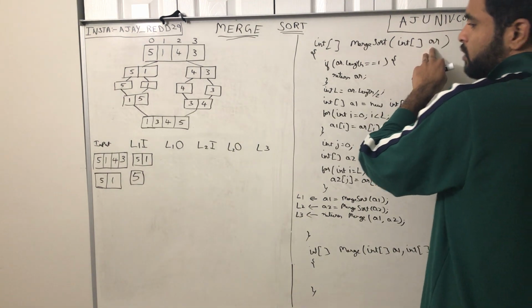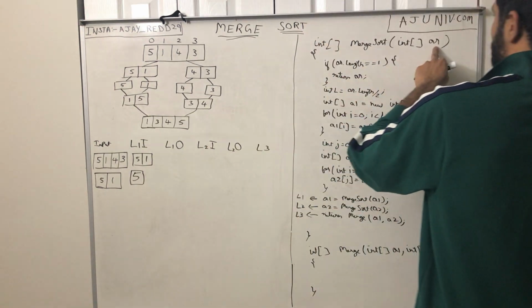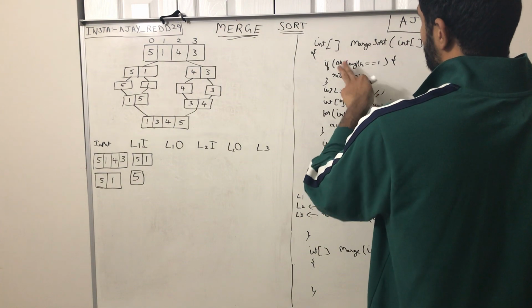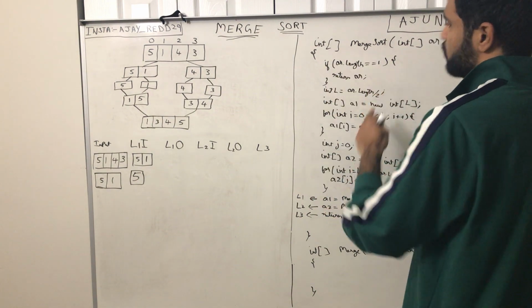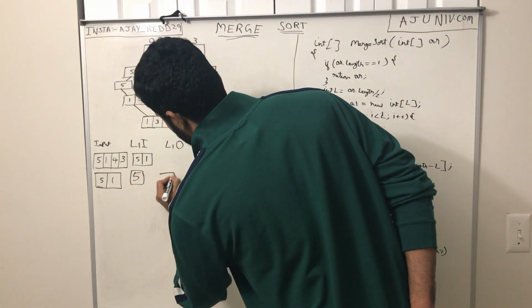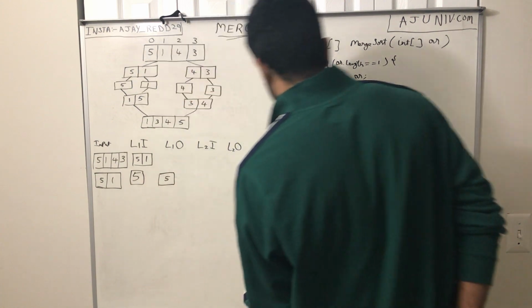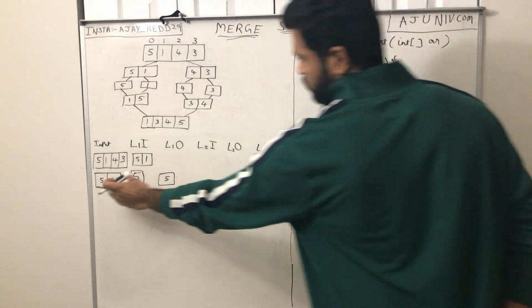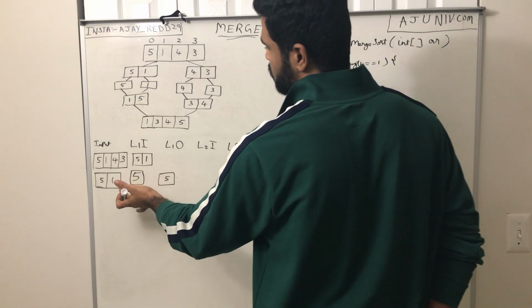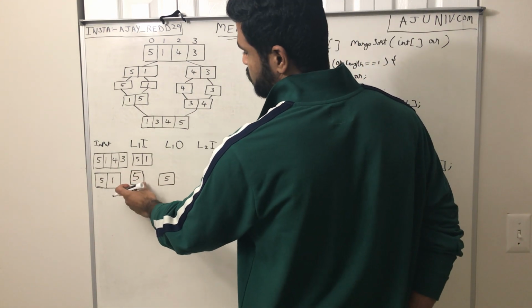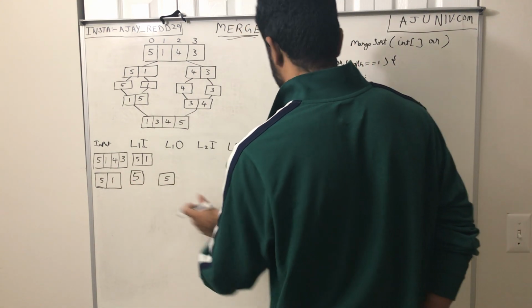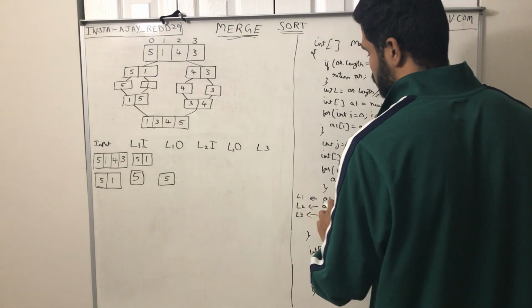Now this array has the element 5. It checks the length, it is equal to 1, so it will just return that array. So I get the output as 5 at line 1. For this input array, when I pass the input as 5, I get the output as 5. Now A1 will have 5.